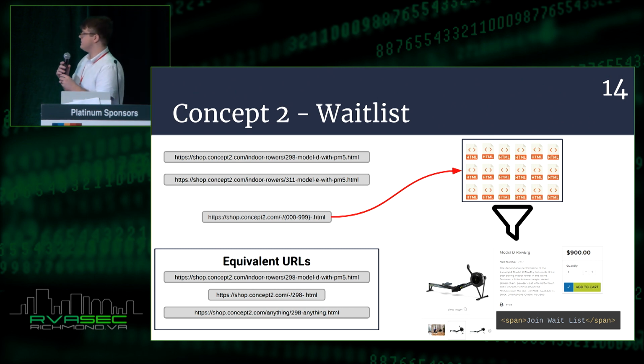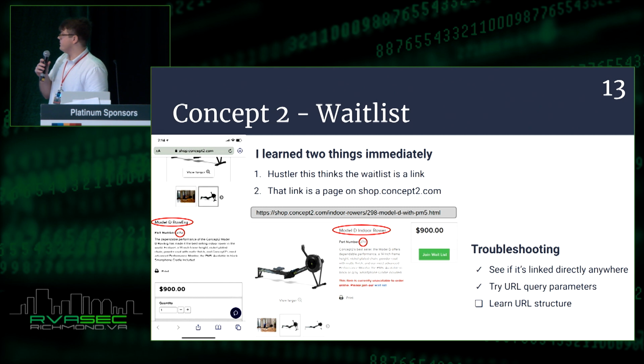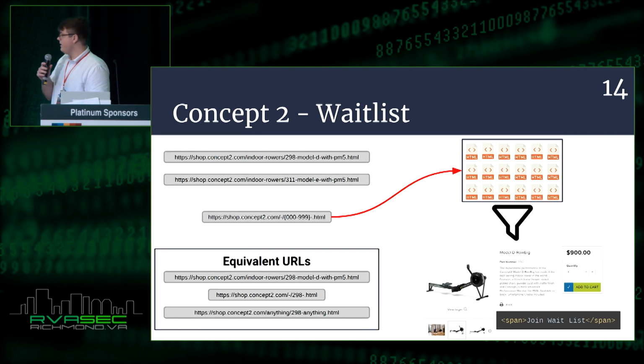And it looks like this is the page where I can add the actual Model D Row ERG to my cart. And that's great. Then I took it a step further, and I noticed that there is this span tag on this page for join waitlist. And that looks familiar to me because join waitlist is that big green button there on the product page where you can actually join the wait list. But it's hidden on this page.